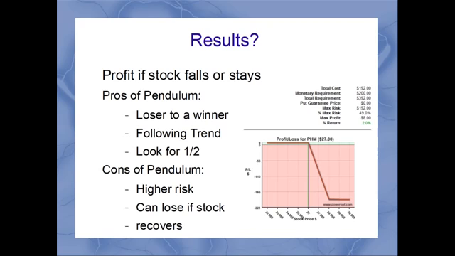I have a higher risk because the lower maximum return. I still have a 2-point spread. I could go higher, but that would increase the risk more. So it does increase the monetary risk. I can lose if the stock recovers, right? Because I was initially bullish.